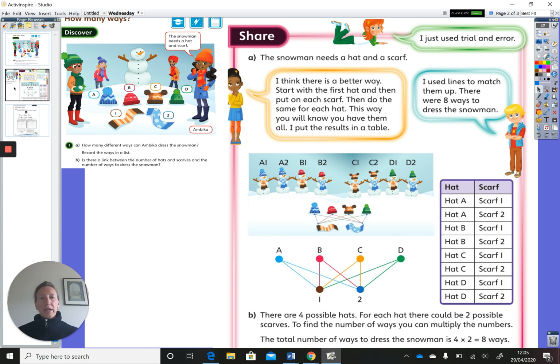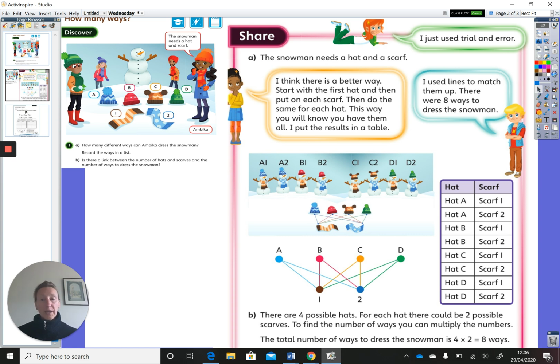If you see on the right-hand side here, we've got 3 characters, and they each have a speech bubble next to them, saying 3 different things. The girl at the top is saying, I just use trial and error. And the boy is saying, I use lines to match them up. There were 8 ways to dress the snowman. And then this girl is saying, I think there is a better way. Start with the first hat and then put on each scarf. Then do the same for each hat. This way, you will know you will have them all. I put the results in a table. And you can see below how they recorded their results.